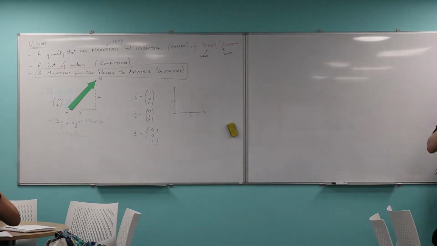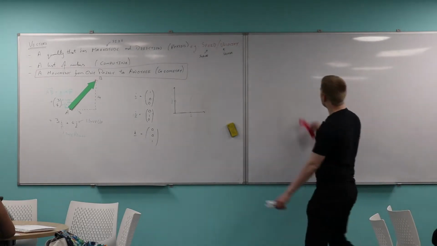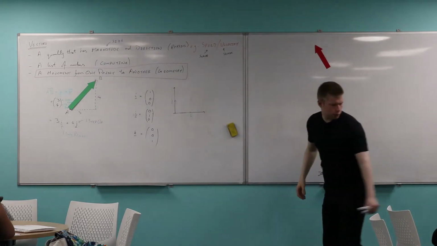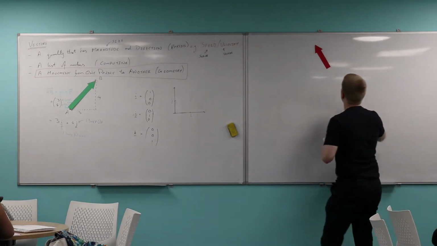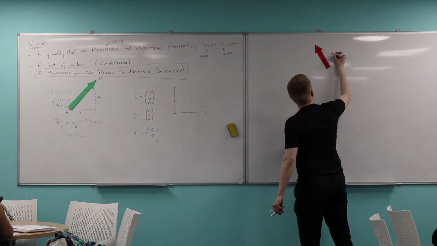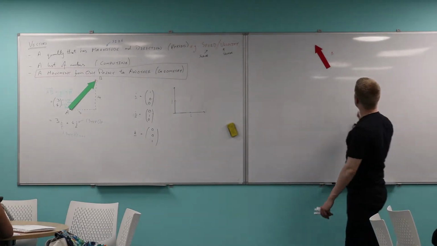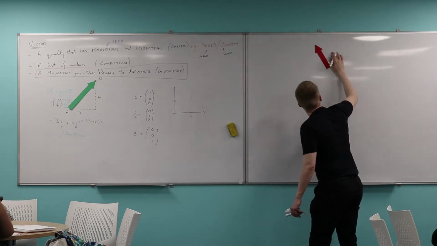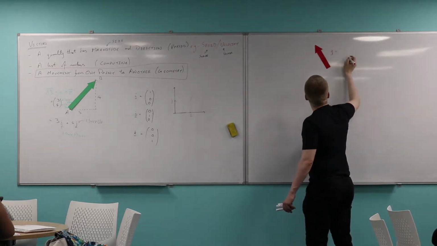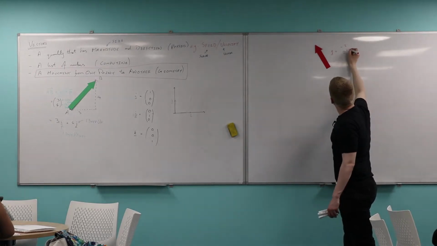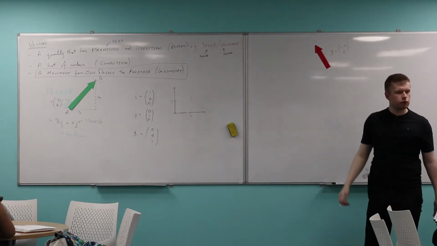Okay, so what happens then if I include another vector? If we call this one P, let's call this one Q. Let's say that that is 2 steps to the left and 2 steps up. So Q is 2 steps to the left, so it'd be -2, and 2 steps up. So it'd be -2, 2.